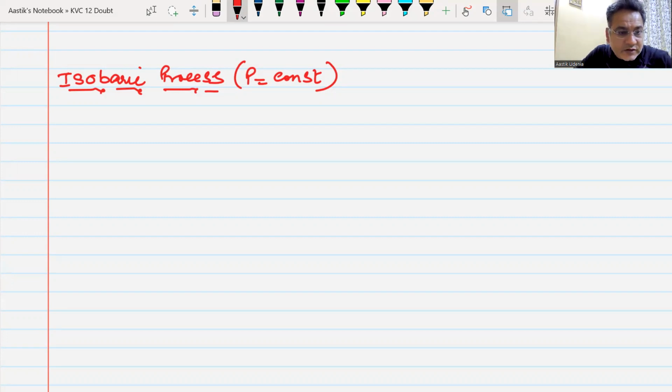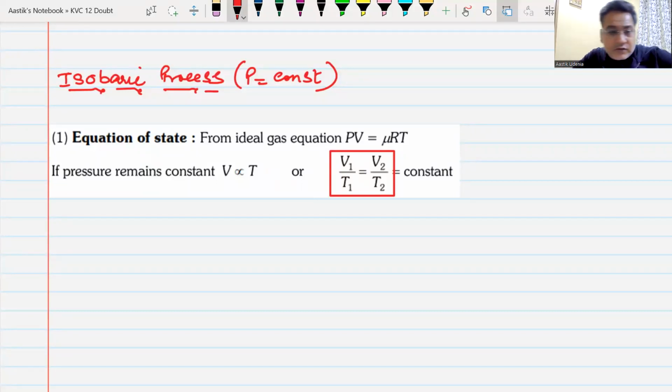Now, if the pressure remains constant, first listen to what I'm saying and then I will give you time to note it down. If the pressure remains constant, then the equation of state would be very simple. Volume will be directly proportional to temperature. Remember, absolute temperature. We are talking about V1 by T1 equal to V2 by T2. We understand this? That is the first thing that you should understand.